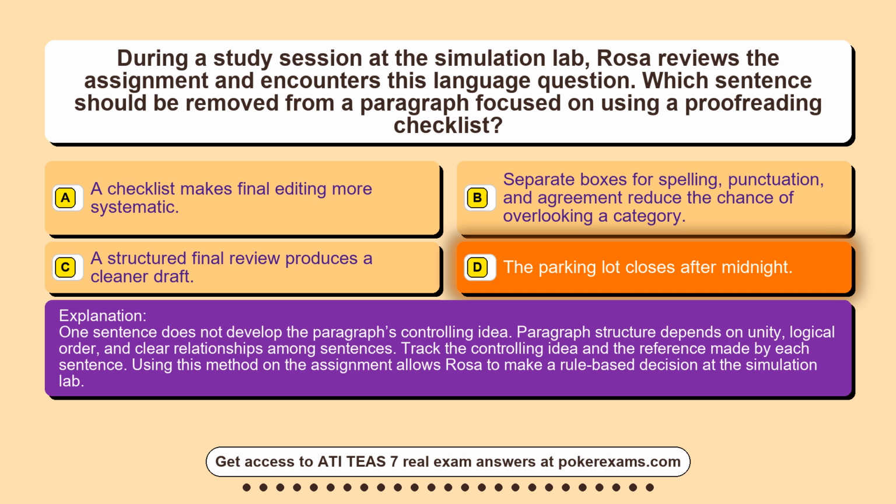One sentence does not develop the paragraph's controlling idea. Paragraph structure depends on unity, logical order, and clear relationships among sentences. Track the controlling idea and the reference made by each sentence. Using this method on the assignment allows Rosa to make a rule-based decision at the simulation lab.